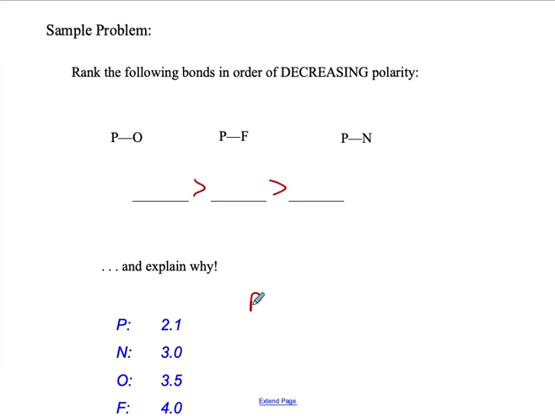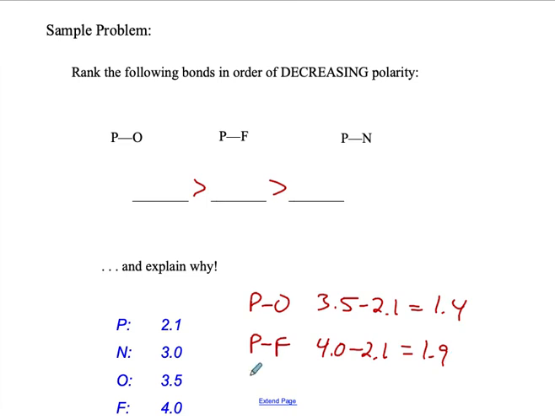So for the P-O bond, that's going to be 3.5 minus 2.1 equals 1.4. For the phosphorus fluorine bond, 4.0 minus 2.1 equals 1.9. And for the phosphorus nitrogen bond, 3.0 minus 2.1 equals 0.9. So here are my electronegativity differences.